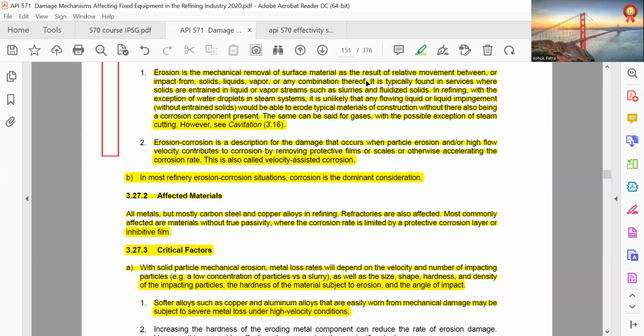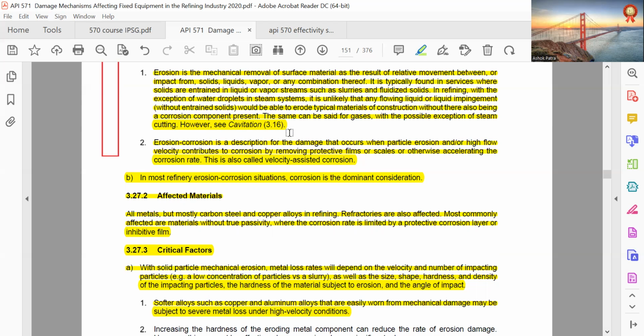Erosion is the mechanical removal of surface material as the result of relative movement between, or impact from, solids, liquid, vapor, or any combination thereof. It is typically found where solids are entrained in liquid or vapor streams, such as slurries and fluidized solids in refining, with the exception of water droplets in steam systems. It is unlikely that any flowing liquid without entrained solids would be able to erode typical materials of construction without also having a corrosion component present.